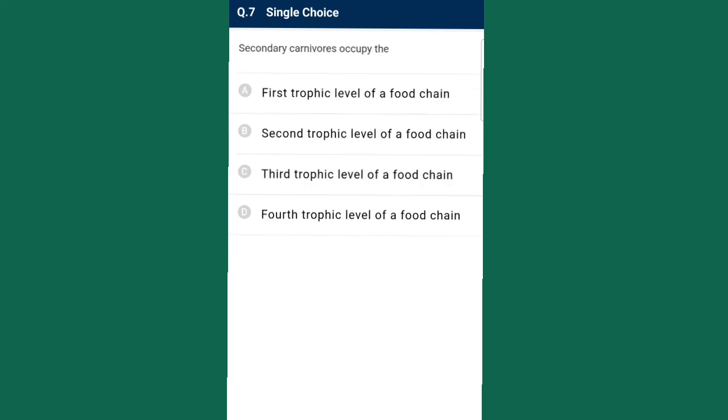Question number 7. Secondary carnivores occupy the. Producers are the first trophic level. Primary consumers or herbivores are at the second trophic level. Secondary consumers or primary carnivores are at the third trophic level, whereas the tertiary consumers or secondary carnivores or scavengers are at the fourth trophic level. So the answer for this question is option D. Secondary carnivores occupy fourth trophic level of food chain.